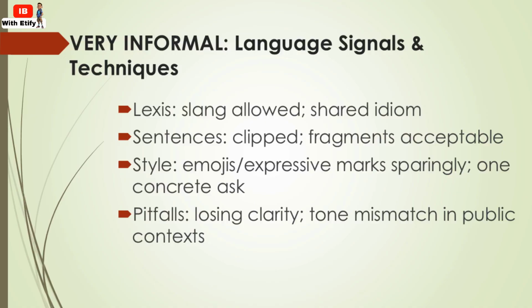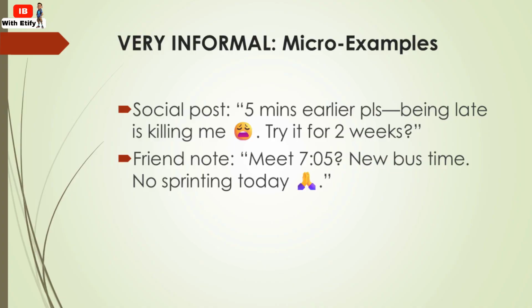A social post tone might be, "5 mins earlier PLS, being late is killing me. Try it for 2 weeks." And a note to a friend could be, "Meet 7:05, new bus time, no sprinting today." In school contexts, this rung is rare unless the prompt makes the casual channel explicit, so if the audience isn't obviously close, step up to informal or neutral.